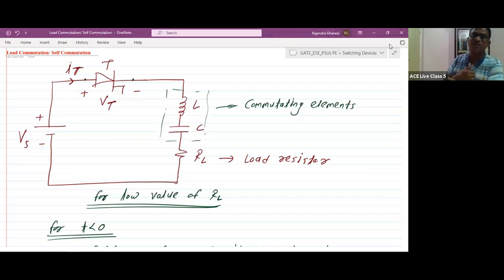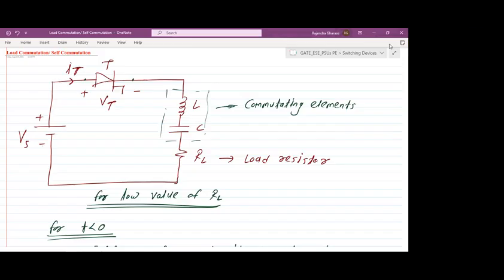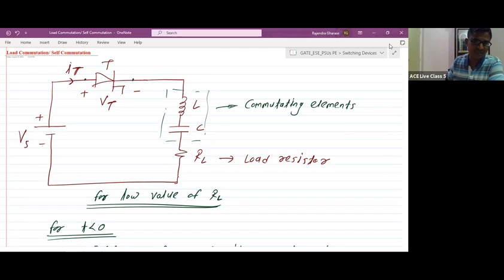Because in both cases, you are having the removal of the stored charges, TQ and TC. But if I keep the value of TC equal to TQ, then also my device will turn off, no doubt. If I keep TC greater than TQ, then also my device will turn off, no doubt. But if I keep TC less than TQ, our device will not turn off, na?